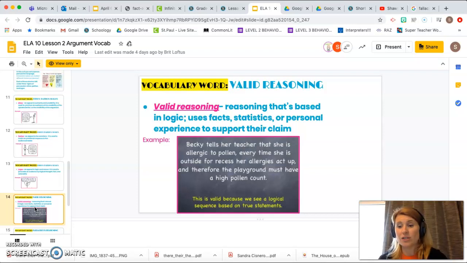By the way, allergies, of course, is "achoo, achoo, achoo" when you're allergic to what's outside and you're sneezing and coughing. So this is valid because we see Becky has allergies, Becky goes outside, Becky starts sneezing. So we know that the playground must have a lot of pollen out there. This is a valid logical sequence, so it's true.